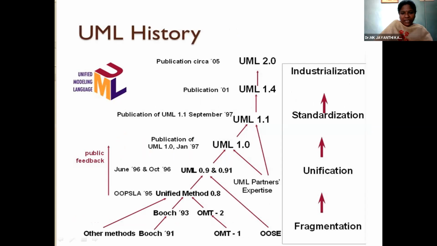And where can we make use of this UML, which kind of projects can we draw the diagrams for? We can implement fragmented components and unified components, and standardization is done. So it will obey the company standards. So standardized diagrams can be universally accepted, and industrialized diagrams can be created using UML.